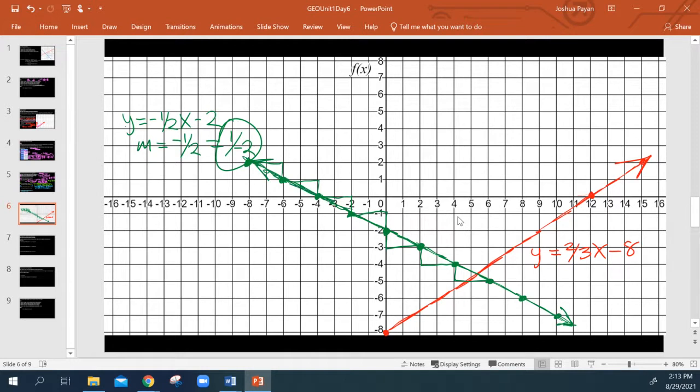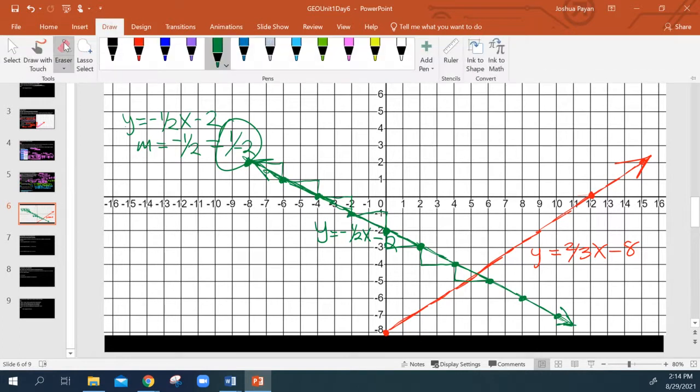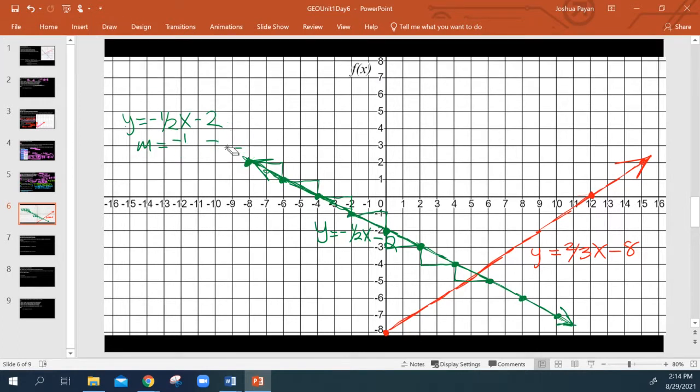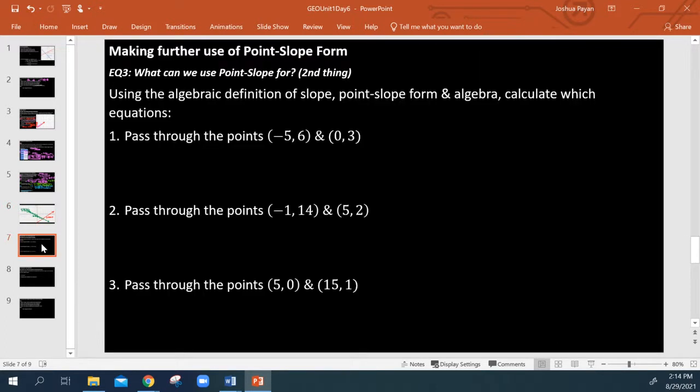Okay, so this green line represents y equals negative 1/2 x minus 2. Let me erase some of this mess. Okay, so that puts it all into perspective. We now see a little bit how this is going to work. And we'll get a lot more practice in class, trust me.